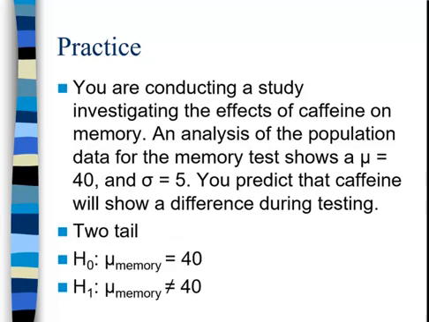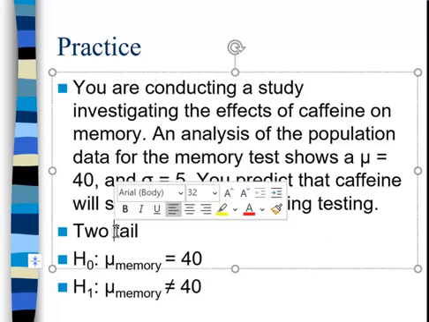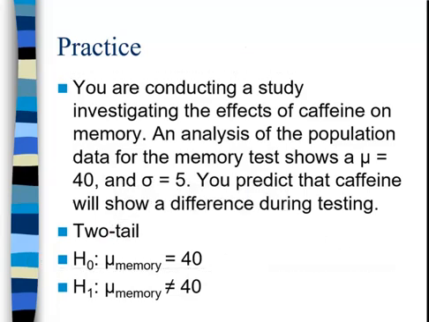So hopefully you determined that it was a two-tailed test, right? Because note here, you predict that caffeine will show a difference during testing. You haven't made any clear directional prediction in this scenario. You haven't predicted that caffeine will improve memory. You haven't predicted that caffeine will impair memory. You've just simply stated that you predict a difference during testing because of caffeine. So two-tail is the appropriate response.